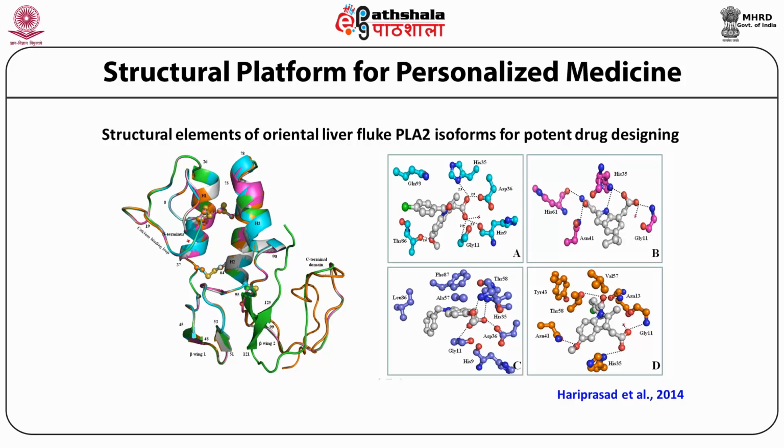In this example, A, B, C, D represent the catalytic site, or the site where the substrate binds on this particular enzymatic drug target. And very rightly, we have shown that different molecules bind with different potencies to each of these 4 different isoforms. This lays the foundation for the concept of personalized medicine.